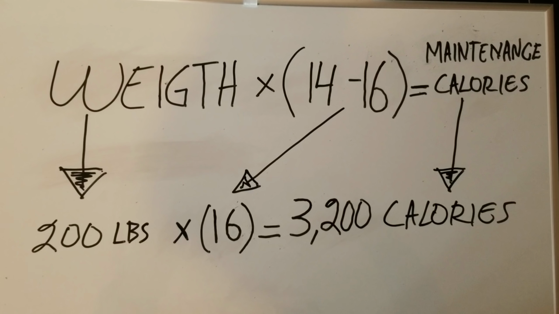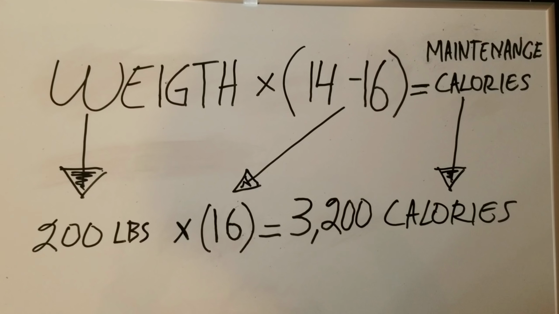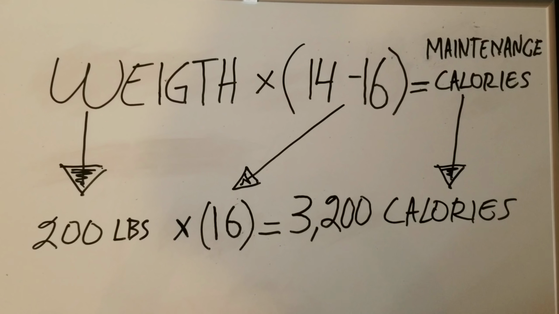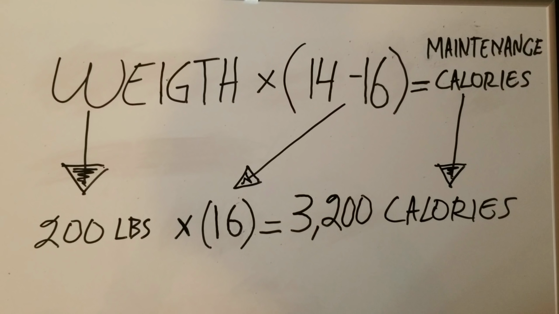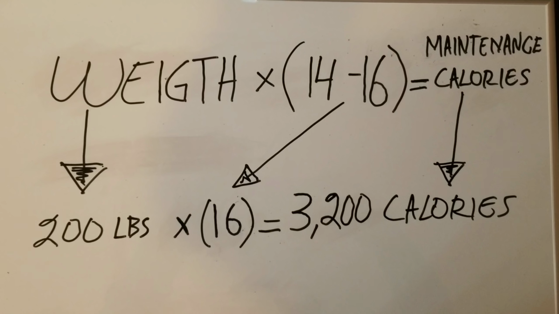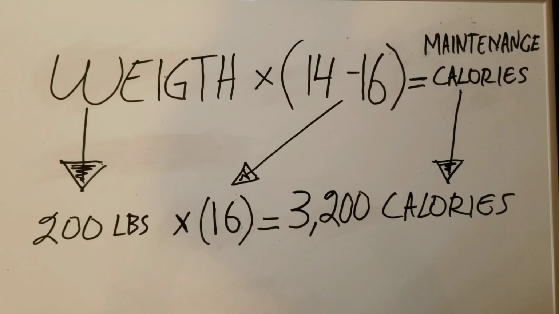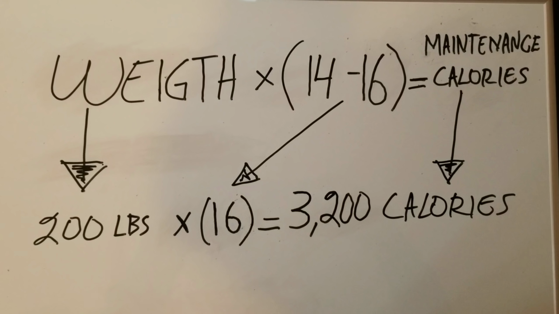So in this example, I'm going to use 16. So we have a 200-pound man, we multiply that by 16. His total maintenance calories are 3,200 calories per day. So that means that he will need to consume at least 3,200 calories to maintain his body weight.